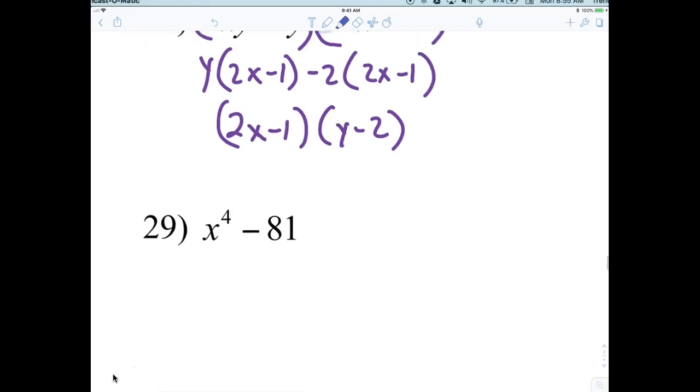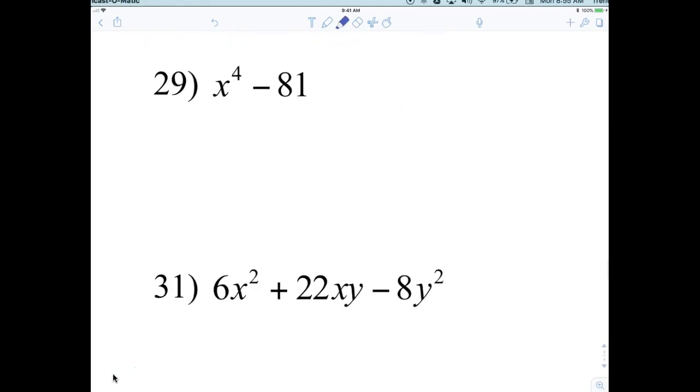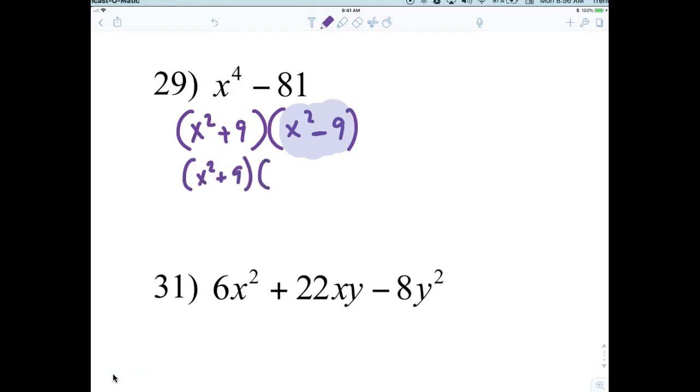All right. X to the 4th minus 81. Hard problem, new type. You'll see why. X to the 4th minus 81 factors to what? X squared plus 9 and x squared minus 9. That was from last week. However, now you get to look at x squared minus 9. That can factor. Can x squared plus 9 factor? No, because it's plus. All right? So we're going to go x squared plus 9, x plus 3, x minus 3.